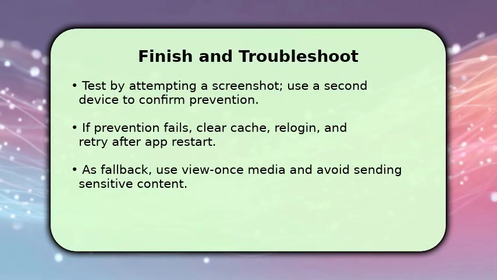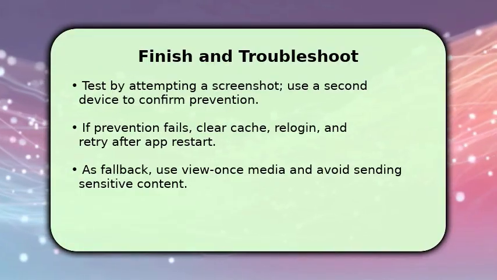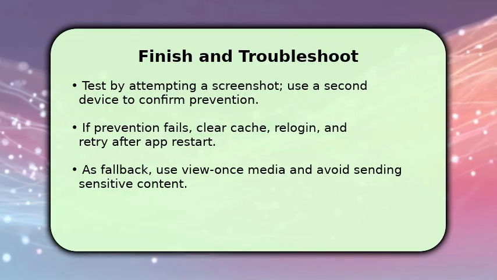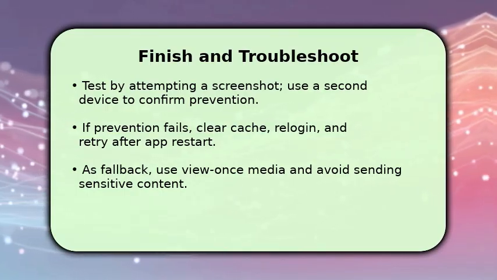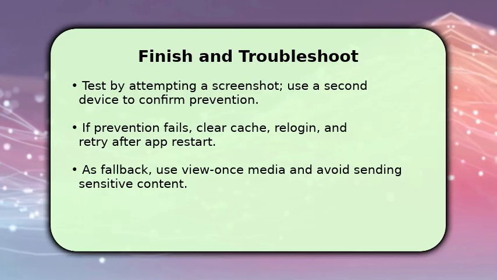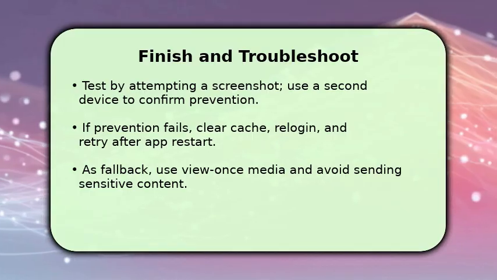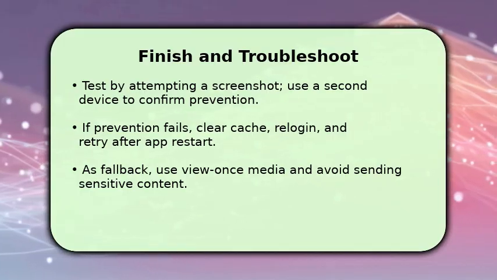To finish, test the settings by trying a screenshot in that chat or asking a friend to try. Alternatively, use a second device to confirm the recipient cannot capture content. If prevention fails, clear Messenger cache, sign out then sign back in, and restart the app. This often resolves permission and feature rollout inconsistencies.